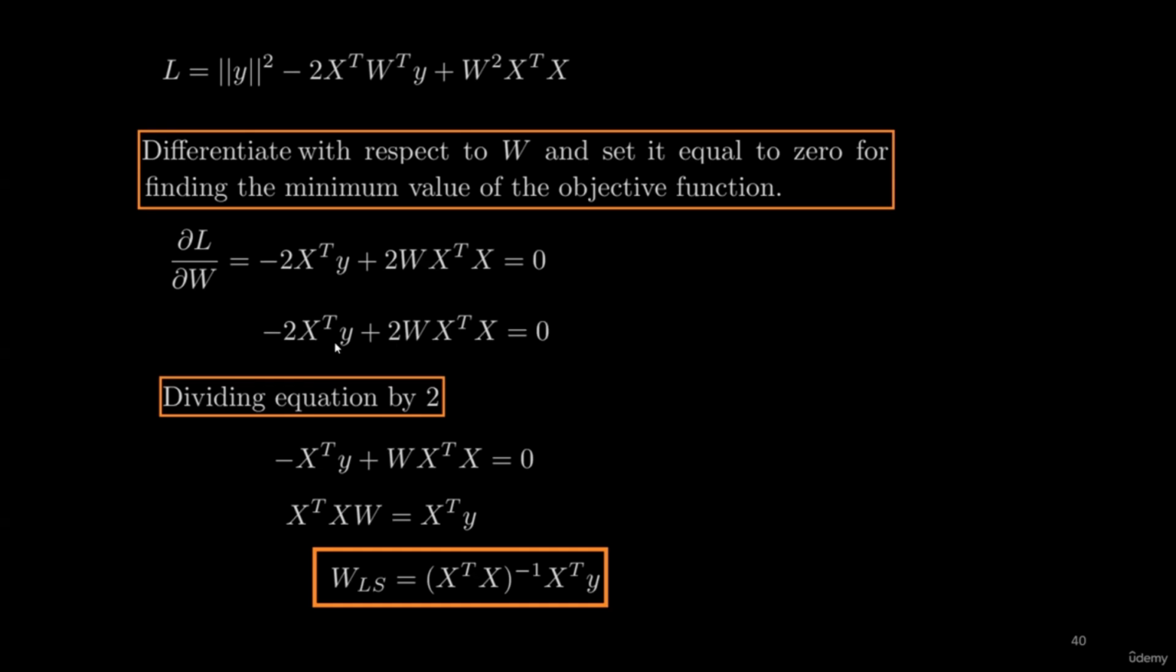So 2 will be removed and we are left with x transpose y plus w x transpose x equals 0. So this is a negative term. We will move this negative term to the right side of the equation. Now student, the target is to find the optimal weight. As I told you at the start of this lecture, we want to reduce the error, or we want to reduce the cost function.